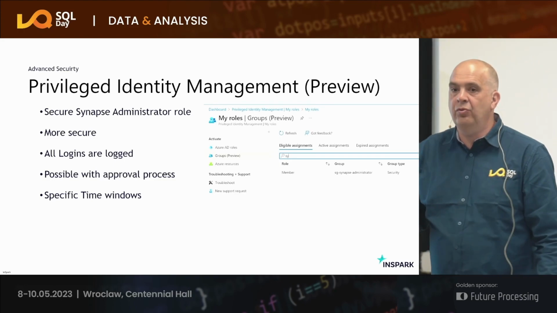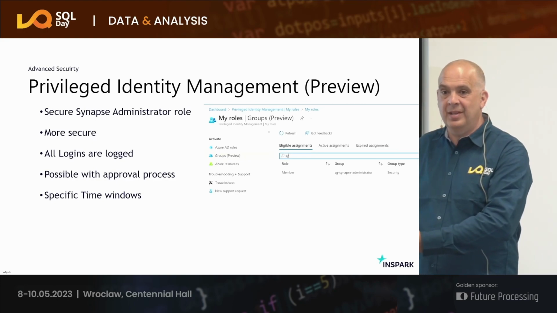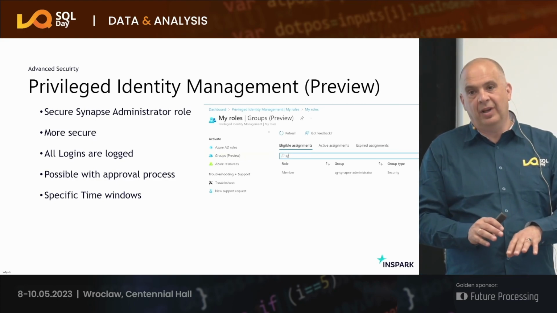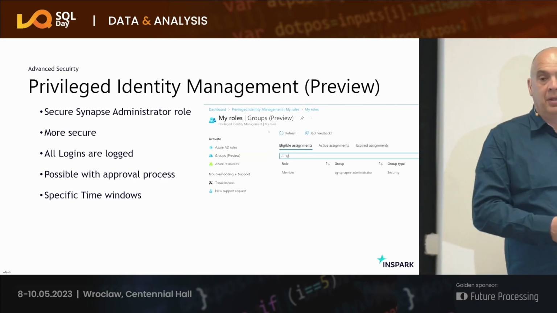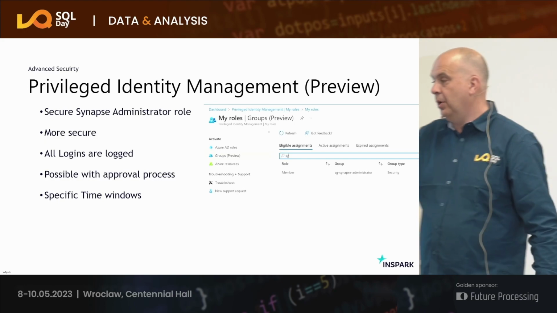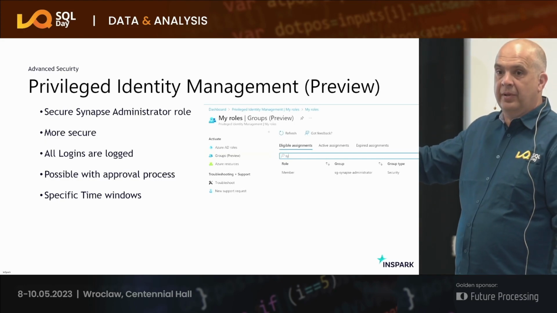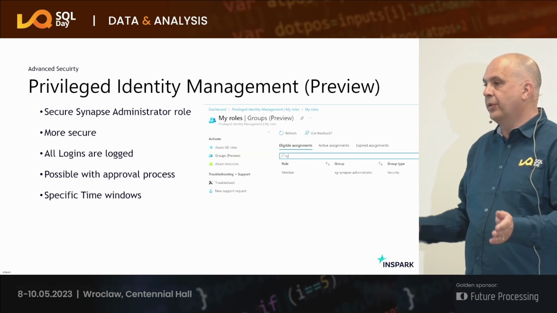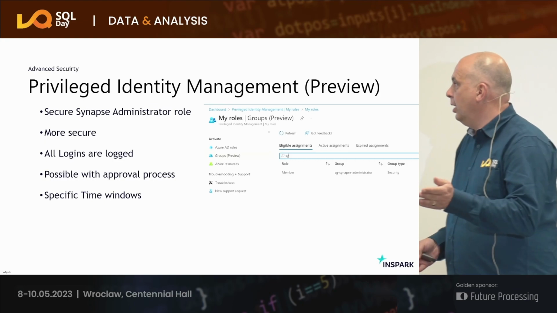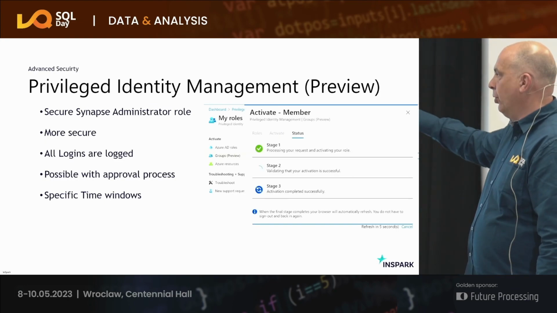And you can even say, okay, we do that with an approval process. If you need to change something in production, someone needs to get that role, and you have to type in the request message why you want to have that role, and then the manager can approve that process. You can also do it with specific time windows, so if you log in, you only have a 1, 2, or 8 hour window to use that.